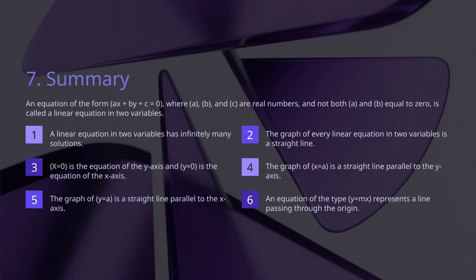Another important concept is that the graph of every linear equation in two variables is a straight line. This consistency helps us visualize and analyze relationships between the variables easily. Finally, an equation like y equals mx, where m is the slope, represents a line passing through the origin. This form highlights the slope-intercept relationship and emphasizes the line's passage through the point (0, 0).